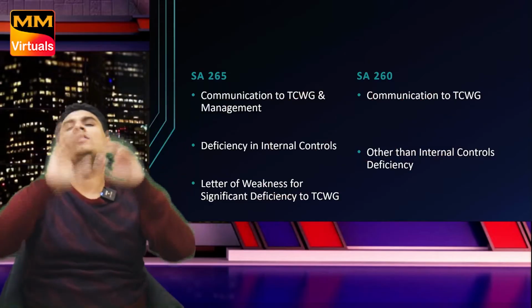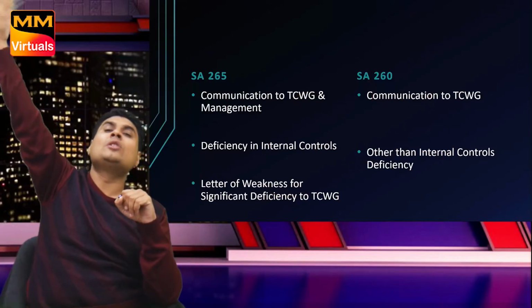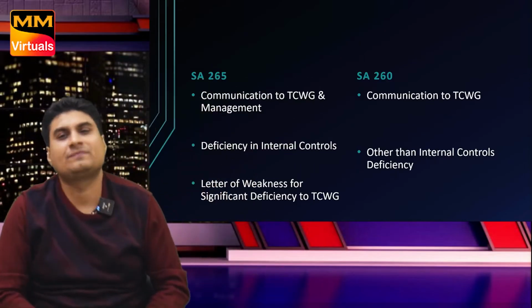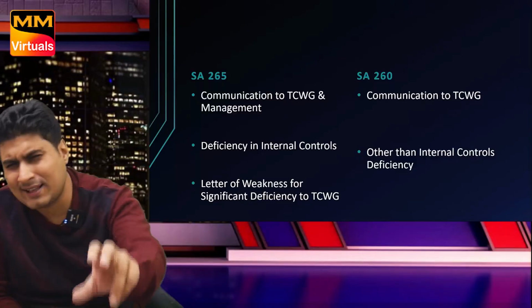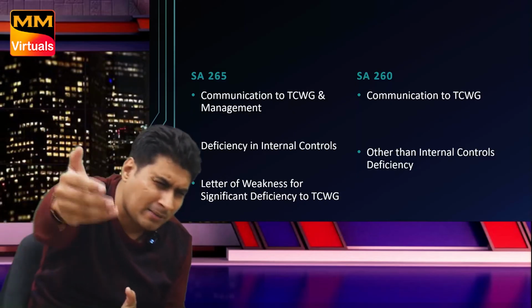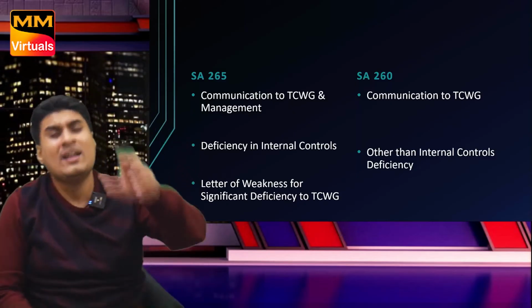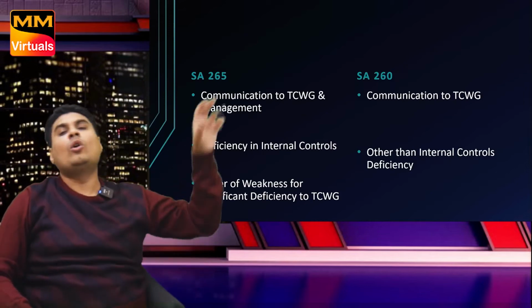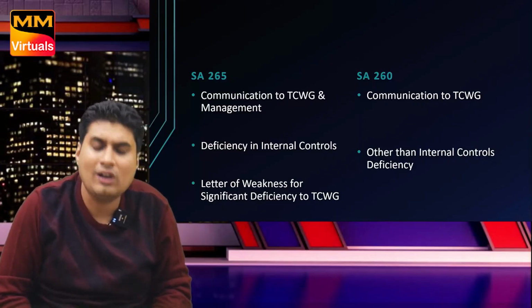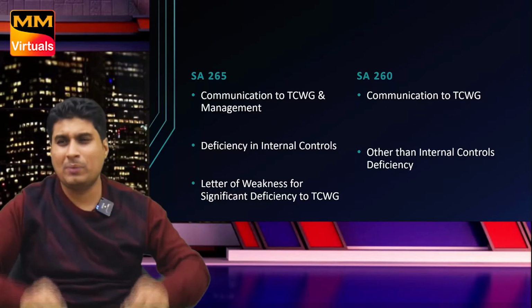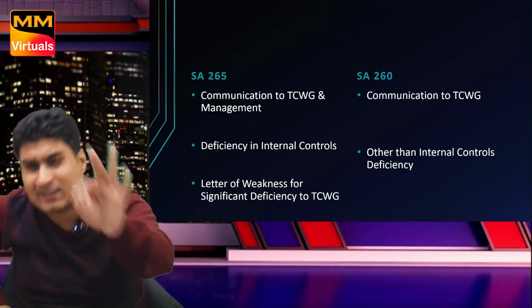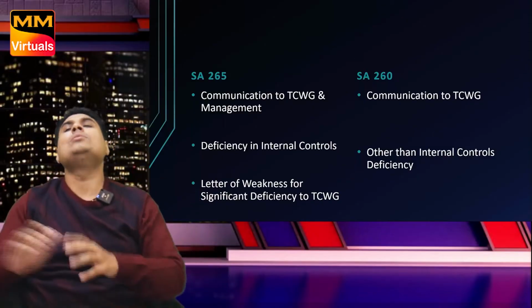Simple. In one line, concentrate. Whenever I want to talk with TCWG, 260. If I want to talk about deficiency in internal control, 265, TCWG and management. What will I talk in 260? Just planned scope and timing of audit. Independence requirement. Our responsibility is to form an opinion on the financial statement. Significant finding from audit. Here what I will tell, only significant deficiency in writing, through letter of weakness, here all things except significant deficiency. Very simple. 260, communication with TCWG. 265, communicating deficiencies in internal control to management and TCWG.